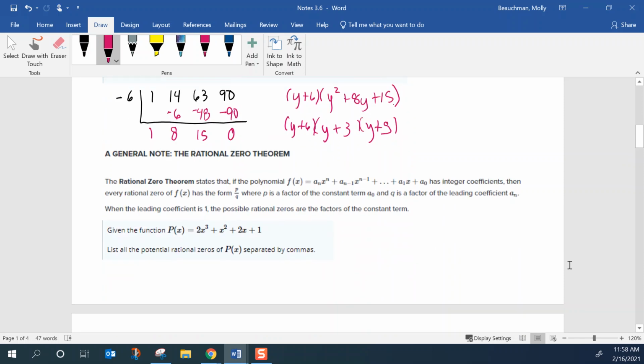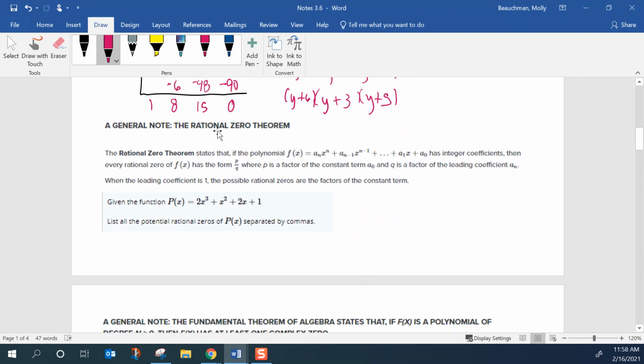The next theorem we need is something called the rational zero theorem. A rational number, if you remember, is a number where your value will cross the x-axis. The rational zero theorem states that if the polynomial has integer coefficients, then every rational zero has the form p over q, where p is a factor of the constant term, a sub 0, and q is a factor of the leading coefficient, a sub n. So rational zeros, rational numbers are fractions.